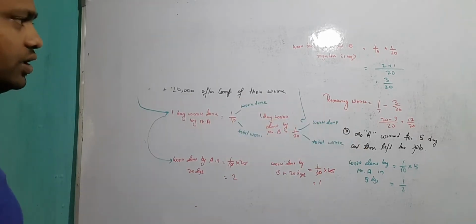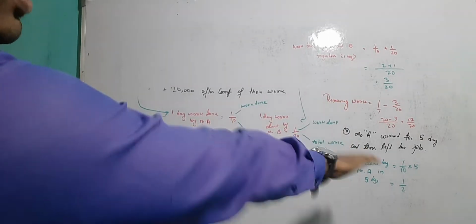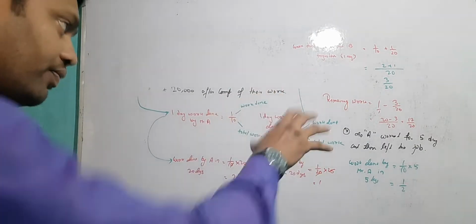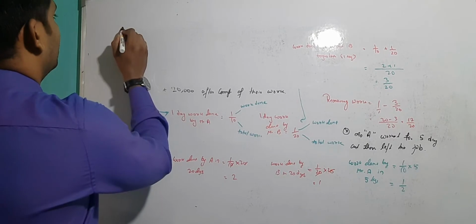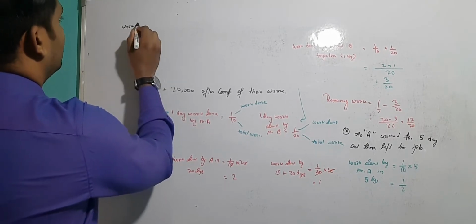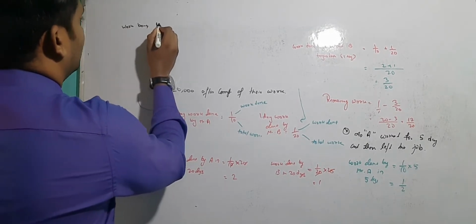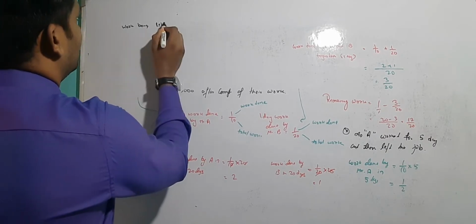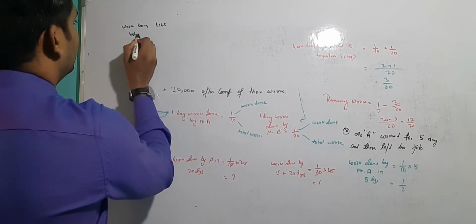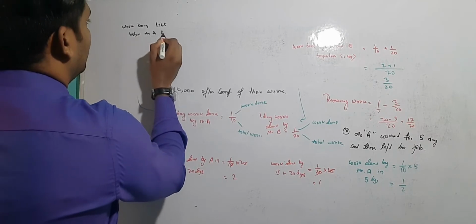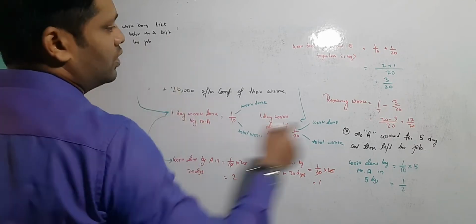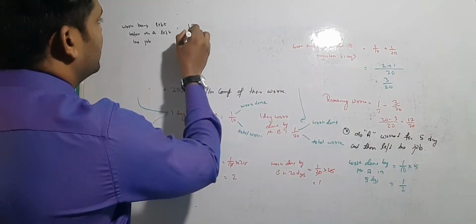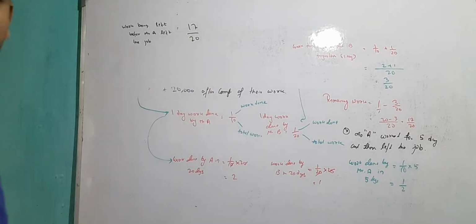Now we have to see how much work is being left. He did one part of the work. Now first you tell me, before leaving, how much work was left. We'll write work being left, left before Mr. A left the job. How much was left? Sir, 17 by 20. This was left. This is what is being left. Right answer.